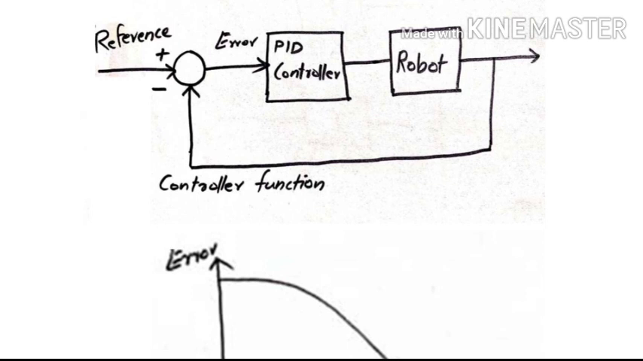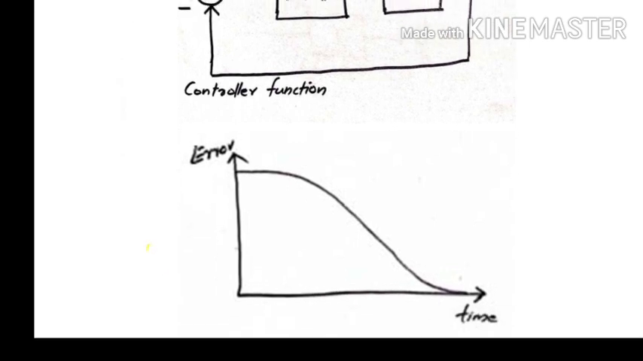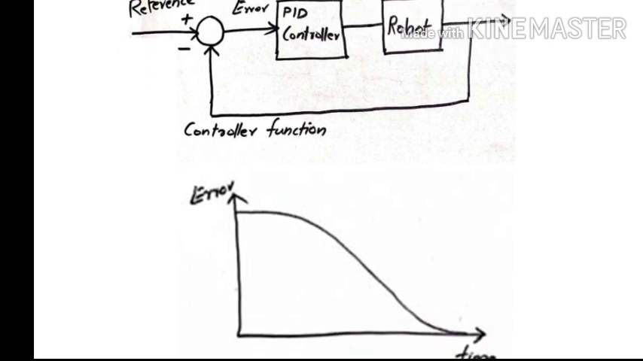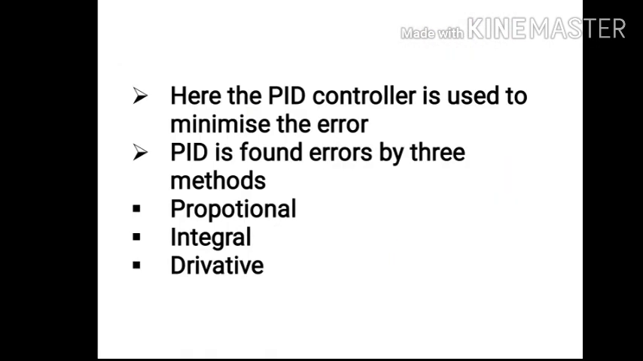Here, the robot's output is fed back to the PID controller by subtracting it from a reference voltage. The error can be minimized, as shown in the graph, by using a PID controller. PID minimizes errors by three methods: proportional method, integral method, and derivative method.